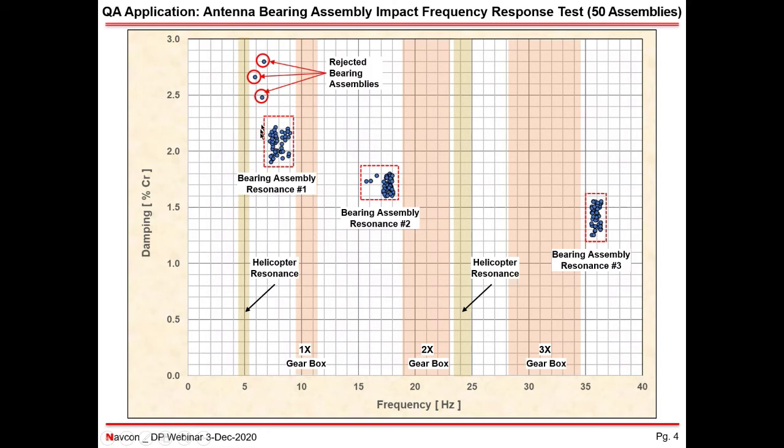You can see that the first resonant frequency for these 50 parts all form a point cloud here, but we have some anomalies. In these three bearing assemblies, the frequencies are a little bit lower and the damping is a little bit higher. These bearings actually were rejected because they were kind of outriggers, if you will. Then this is the clump of the second resonant frequencies and then the third resonant frequencies. So this is a quality assurance application.